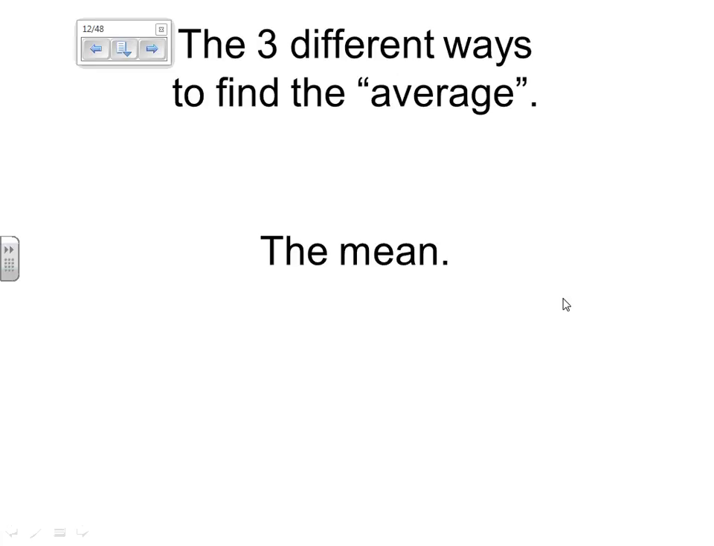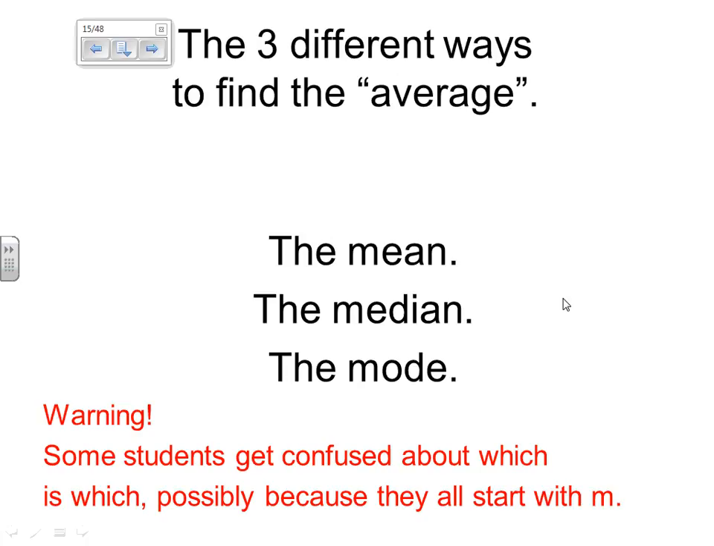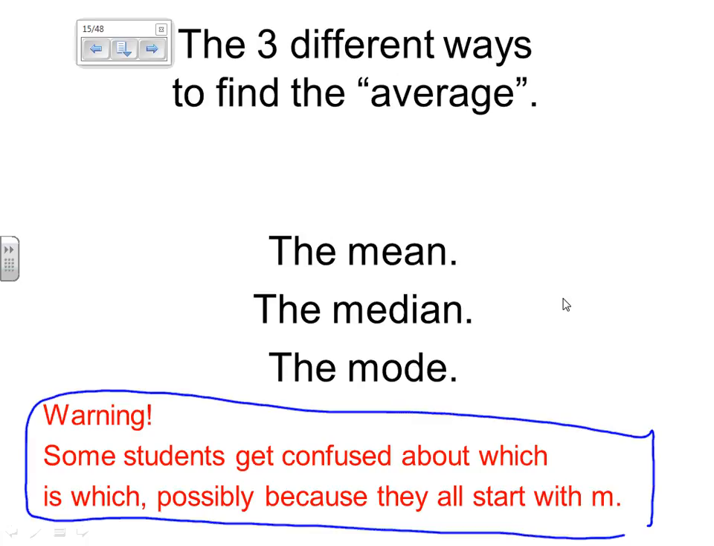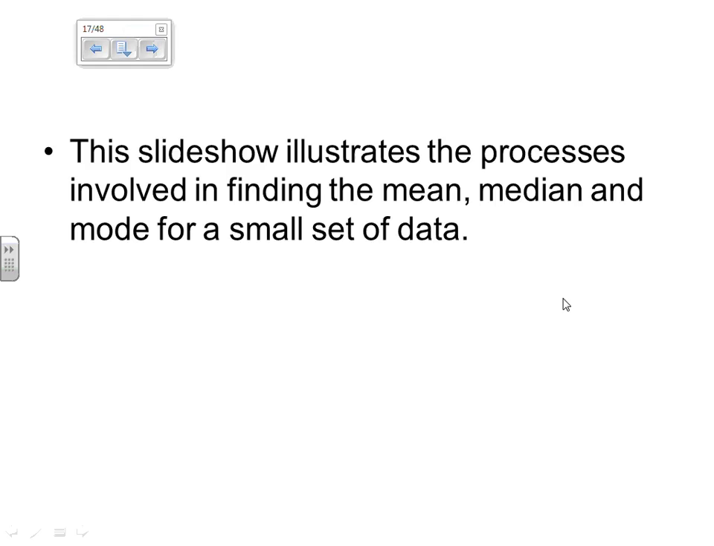Mean, median, and the mode. Now, I'm going to tell you, there will be one person in this class who will make a mistake and put the wrong one in the wrong one. So, somebody very, very clever came up with the AIO, the red letters that tell you which one to use. So, let's go through mean, median, and mode.